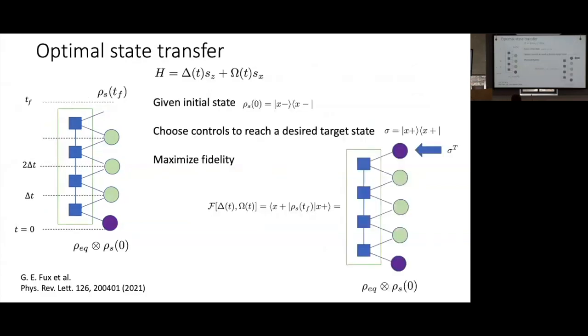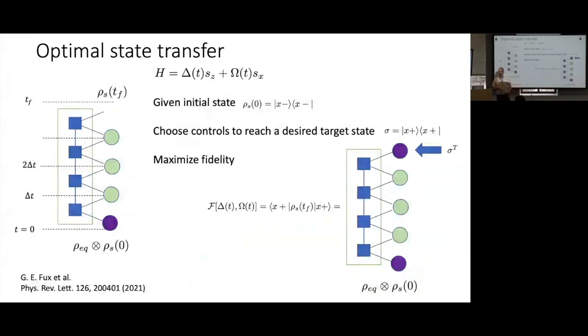Okay, so let's do some more diagrams because they're cool. How do we apply this to, say, optimizing state transfer? We'll have some initial state, say it's x minus, and we want to choose the controls to reach a desired target state. So we need to choose some objective function, and the obvious one there is the fidelity. We want to maximize the overlap between the state which comes out here and this desired target state.